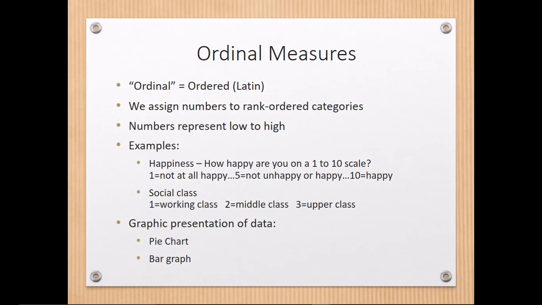Social class is another example. The numbers 1, 2, and 3 in this case relates to how much relative financial resources an individual possesses. There's not a specific money amount indicated, but rather just numbers that show order. Pie charts and bar charts are also used to depict ordinal data.